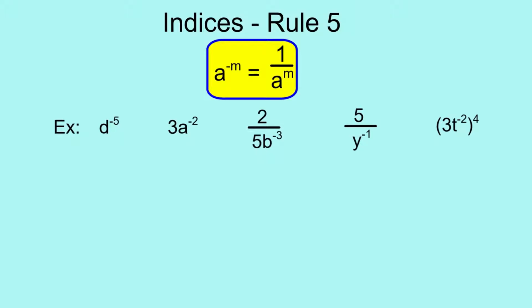We're going to look at indices rule number 5 today. This one's a little bit more complicated than the other ones we've covered so far. We're looking at what happens when you've got a negative power.